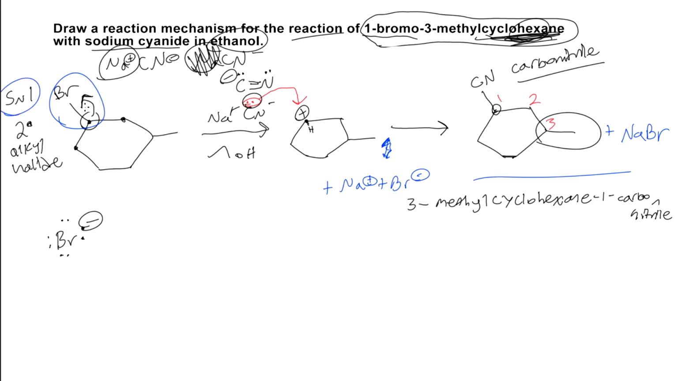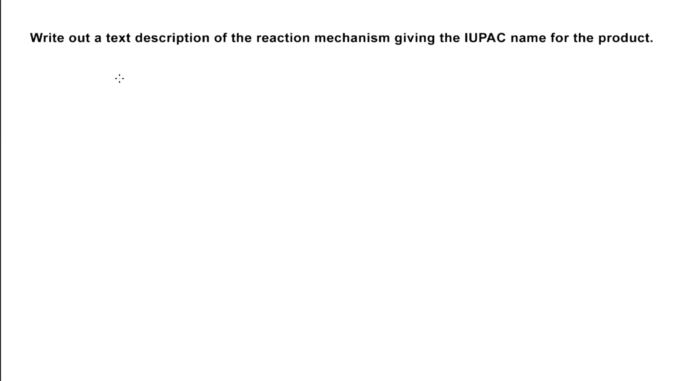We've determined which mechanism it'll go by, which is SN1, because it's a secondary alkyl halide and also has a polar protic solvent, which is going to solvate the strong nucleophile, the cyanide, and make it weak. Without talking too much to death, now we could take this name that we got here and use it on this next part of the problem, which is writing out a text description of the reaction mechanism and giving the IUPAC name for the compound.